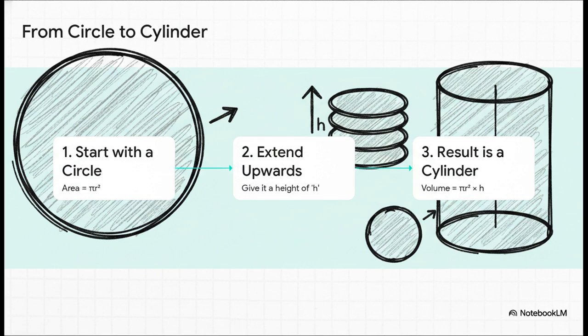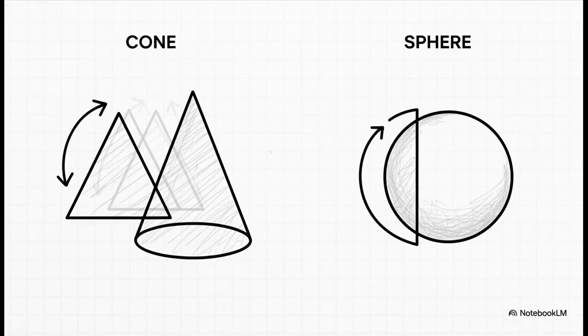Base area times height. Now, you might be wondering, well, what about cones and spheres? What's really cool is they follow a similar logic, but instead of just stretching a shape upwards, we create them by rotating a 2D shape around an axis. For instance, you can make a cone by spinning a triangle, and a sphere by spinning a semicircle. The math for why this works involves calculus, which is a little beyond what we're doing today. But for now, just know they come from the exact same building block idea.